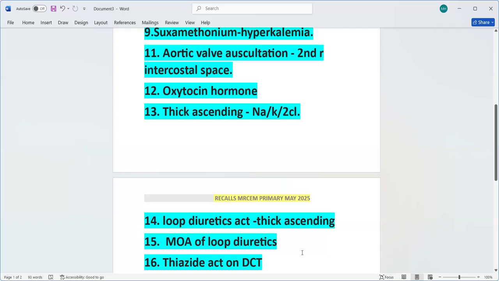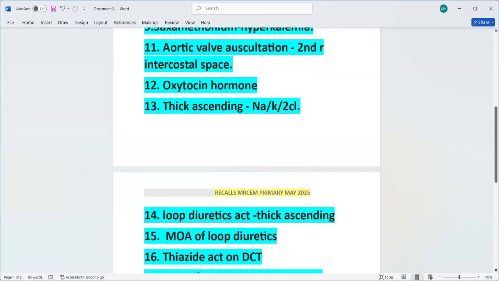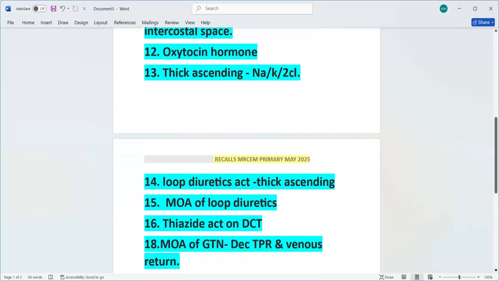And MCQ 16 was again from the renal part. They asked about thiazide diuretics, which usually act on the DCT. Among the other options were PCT, DCT, loop, and thick and thin loop of Henle. So the correct answer is DCT, and they block the sodium potassium channel in the DCT.